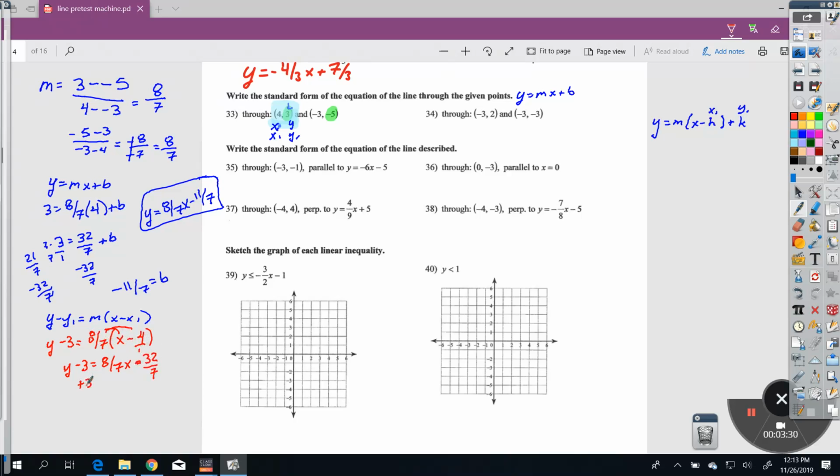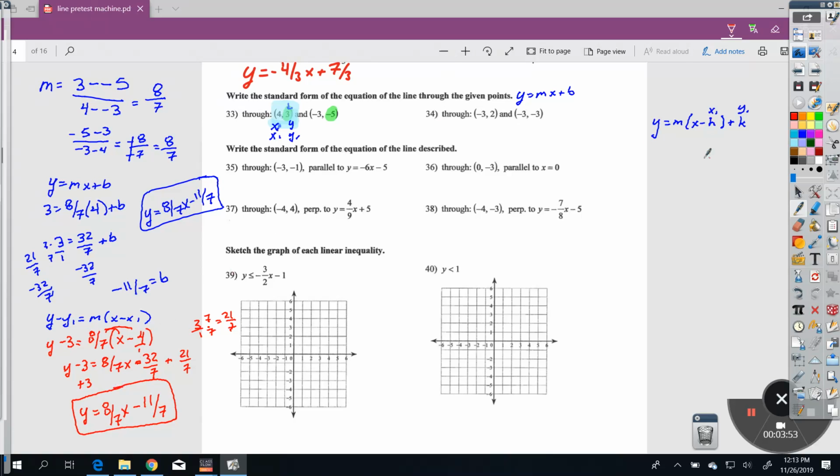So now I add 3 over to here. Adding 3, remember 3 is the same as, if I multiply it over top, 21/7. So I'm really adding 21/7. So -32 plus 21 is -11 over 7. And y equals 8/7 x minus 11/7.